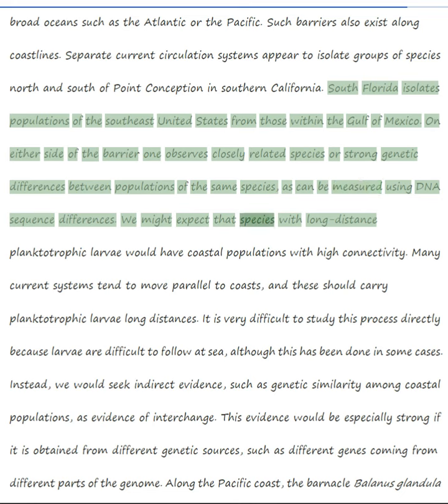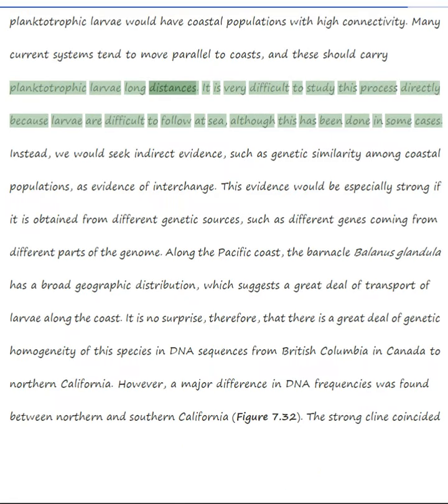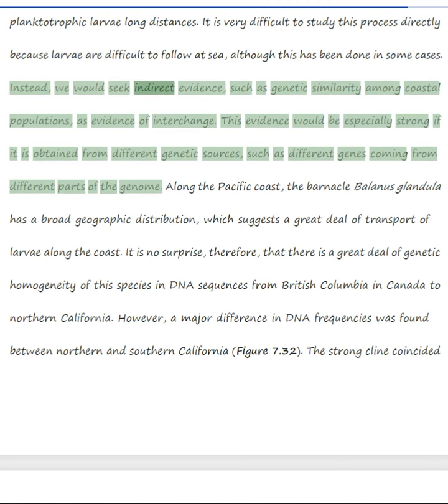We might expect that species with long-distance planktotrophic larvae would have coastal populations with high connectivity. Many current systems tend to move parallel to coasts, and these should carry planktotrophic larvae long distances. It is very difficult to study this process directly because larvae are difficult to follow at sea, although this has been done in some cases. Instead, we would seek indirect evidence, such as genetic similarity among coastal populations, as evidence of interchange. This evidence would be especially strong if it is obtained from different genetic sources, such as different genes coming from different parts of the genome.